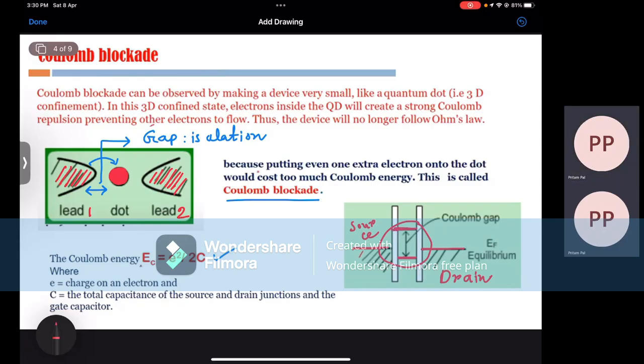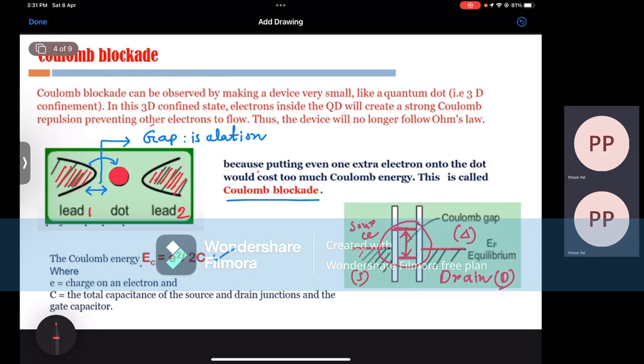And this much of Coulomb gap. So this is the Coulomb gap. Let's call it delta. This much of gap is present in the system, that you can see, right? So if an electron has to move from source to drain, it has to cross this gap. So this is the gap that I was discussing.